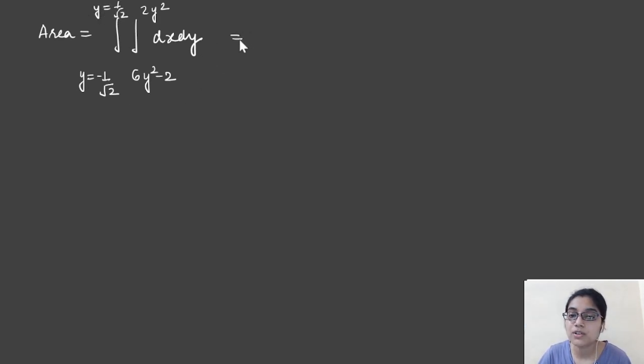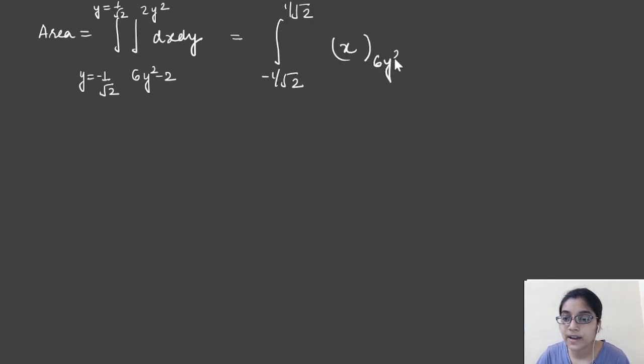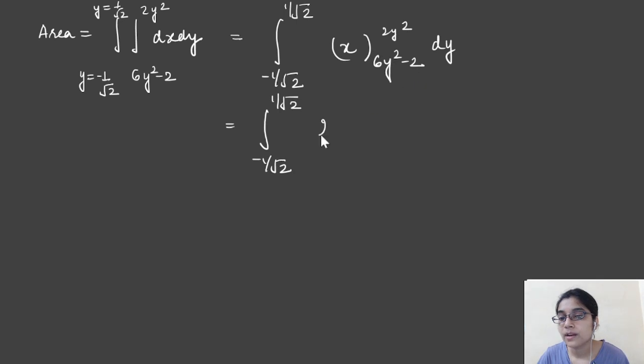Now we will just find out the integral value. Minus 1 by root 2 to 1 by root 2. With respect to x we have done it: 6y square minus 2, this is 2y square, and then we got dy. So this is minus 1 by root 2 to plus 1 by root 2, 2y square minus 6y square plus 2. So it is going to be like this, 2 minus 4y square dy.